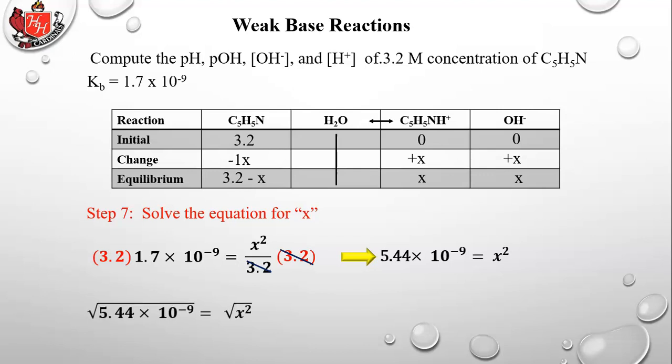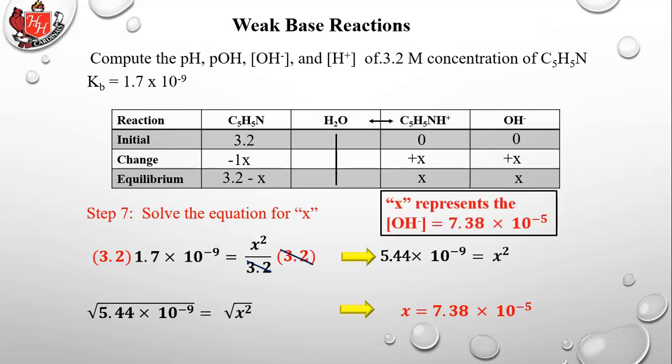Take the square root of both sides, and you end up with x equals 7.38 times 10 to the negative 5th power. And that x represents the OH minus the hydroxide concentration, 7.38 times 10 to the negative 5th power. So you can see that x is much, much smaller than 3.2. I mean by 100,000 times. And so therefore the simplifying assumption is easily met.